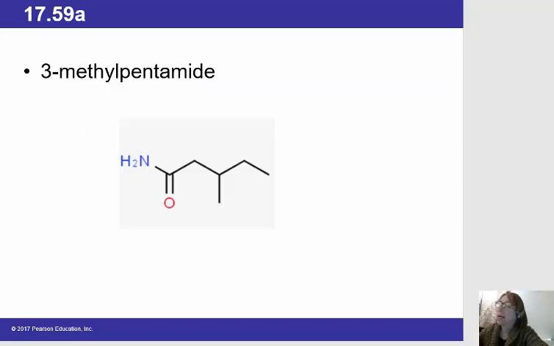All right, let's look at 17.59a, 3-methyl pentamide. We see that there's no N listed here, so we know that it's going to be a primary amide and that there's a methyl on the 3 position. So for the acid part, our C1 is always going to be the carbonyl. So 1, 2, 3, there's our methyl group. So 3-methyl pentamide, 1, 2, 3, 4, 5. 5 carbons in the longest chain that comes from the carboxylic acid.